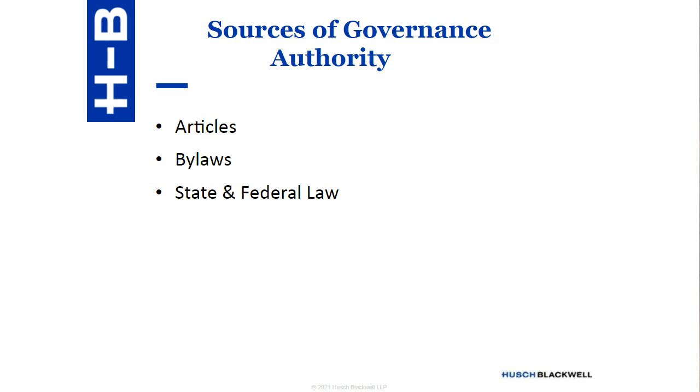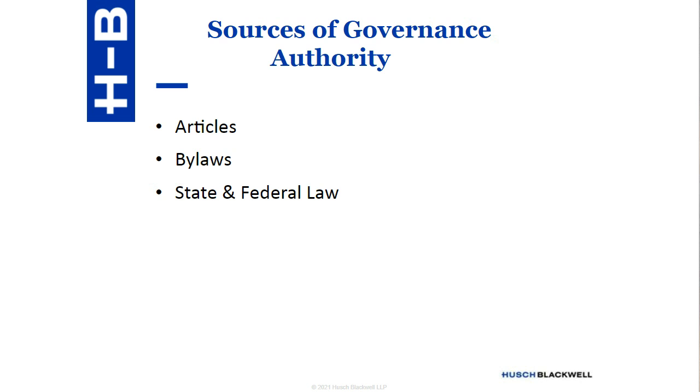So what are the sources of the governance authority that is being exercised by the various individuals? And here, where do you look for the rules? The rules are generally contained in three places. First in the articles, which is generally the foundational document. It's the constitution of the organization, as it were.